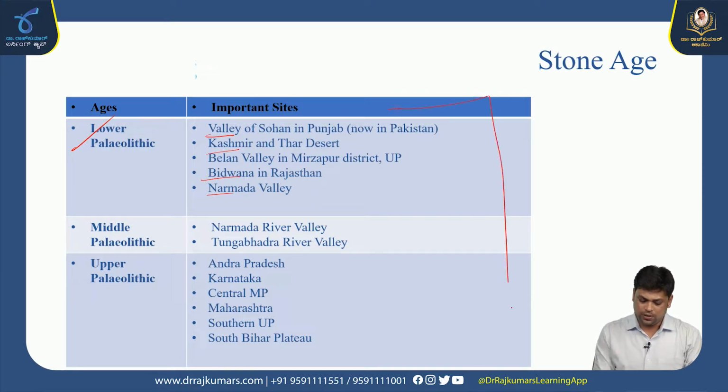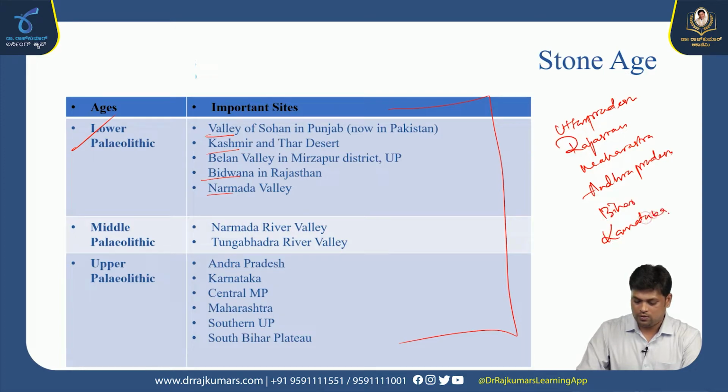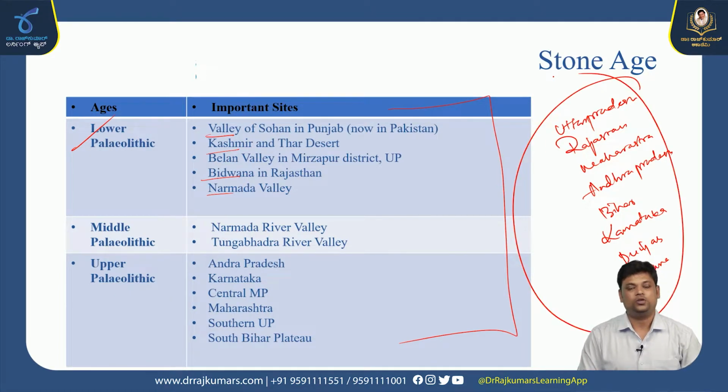In simple terms, I want to give you the states. That's fair enough for you. Uttar Pradesh, Rajasthan, Maharashtra, Andhra Pradesh, Bihar, Karnataka, Punjab, Haryana, Tamil Nadu. All these states were most popular for the Stone Ages.